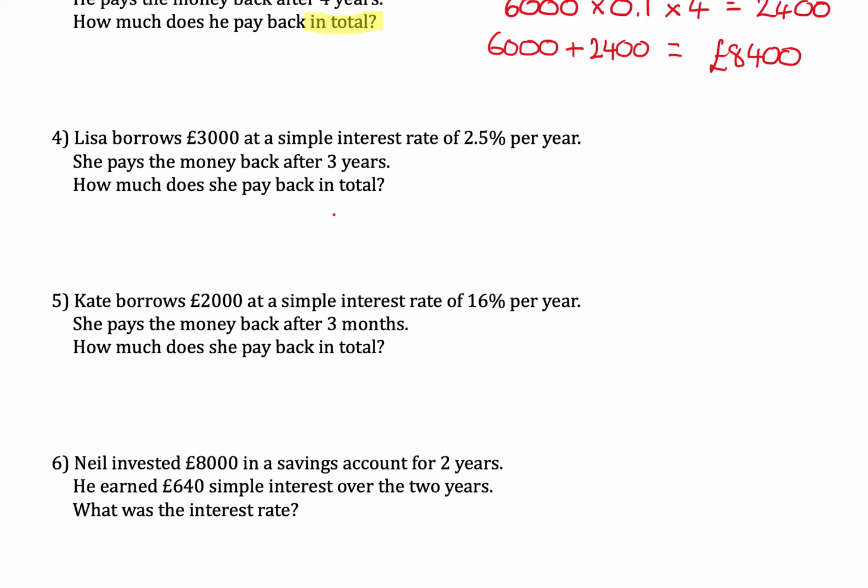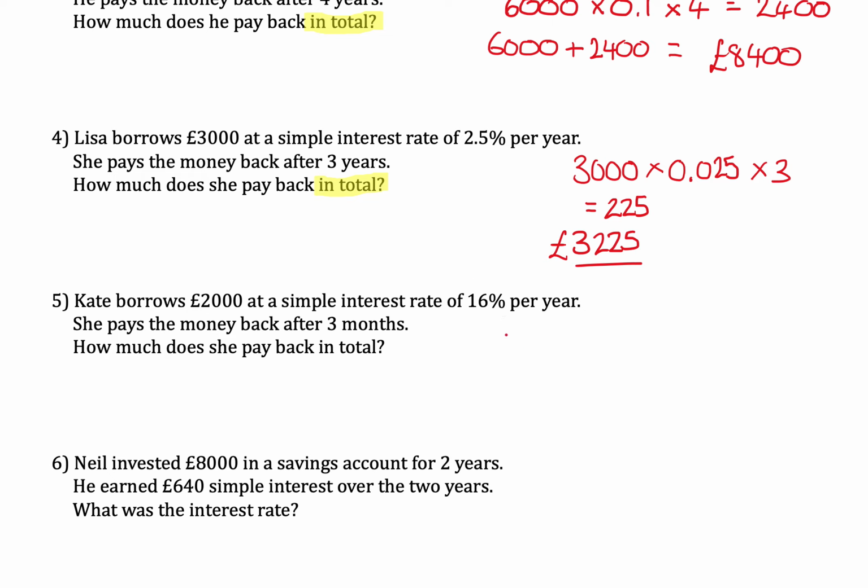Number 4, Lisa borrows £3,000 at a simple interest rate of 2.5% per year. She pays back the money after 3 years. How much does she pay back in total? So not just the interest. So we've got 3,000. We're finding 2.5% of that. We're timesing by 0.025 per year for 3 years. So 3 of those. So £225 interest, and we've got to add that back onto the original amount. So that is the final answer.